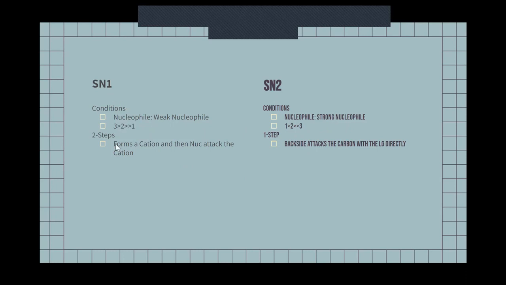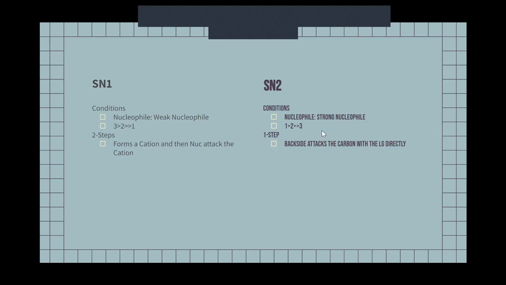Sn1 does it in 2 steps, and Sn2 does it in 1 step. The 2 steps for Sn1 are: it forms a carbocation, and then a nucleophile attacks, like you've seen with the cat. Sn2 does a backside attack in 1 step, and it kicks out the leaving group as soon as it attacks.